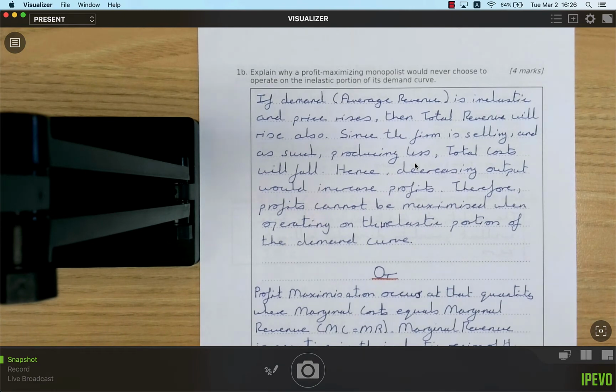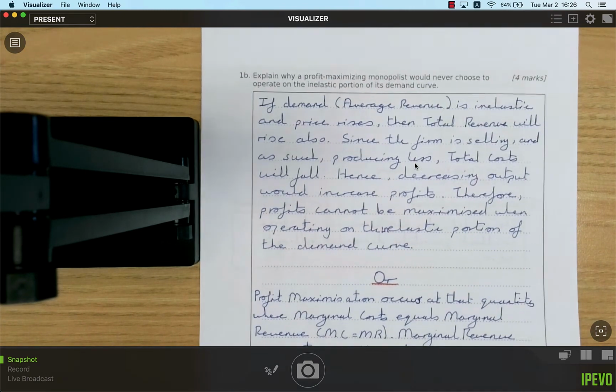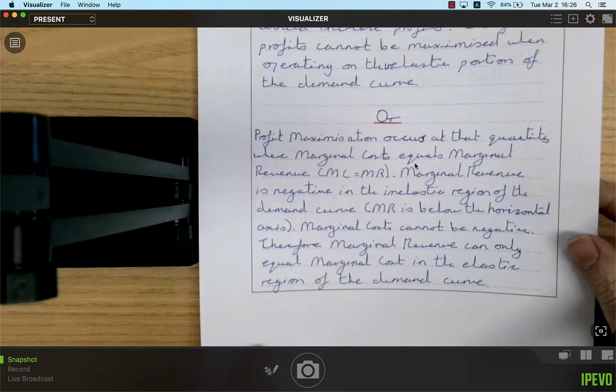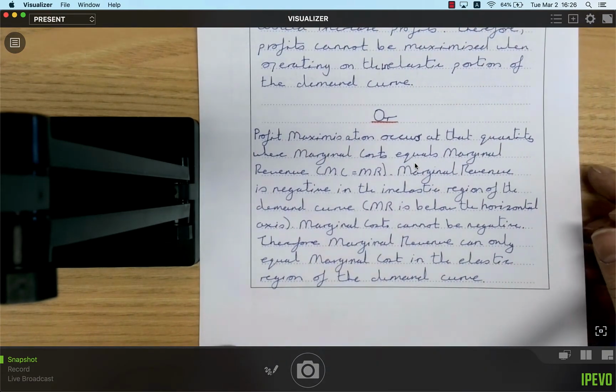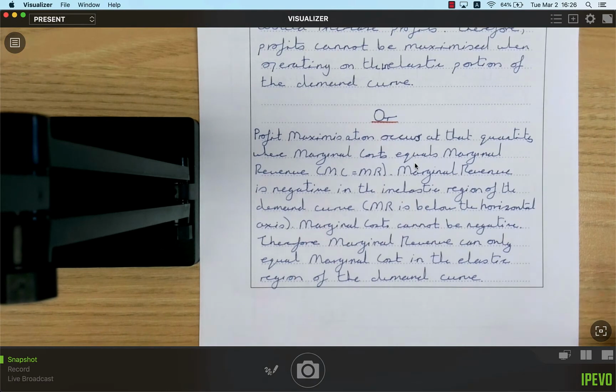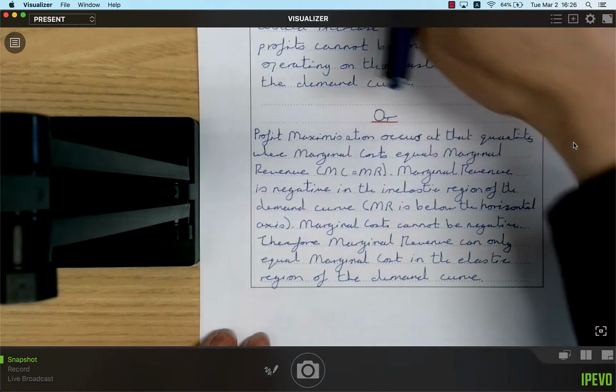Now, another thing that we could say here, and I think it's important to know both so you understand why. Profit maximization occurs at that quantity where marginal cost equals marginal revenue. We've said that over and over again at this stage, okay?